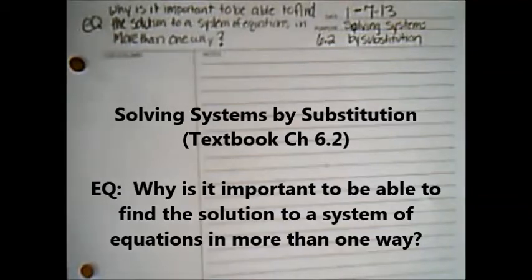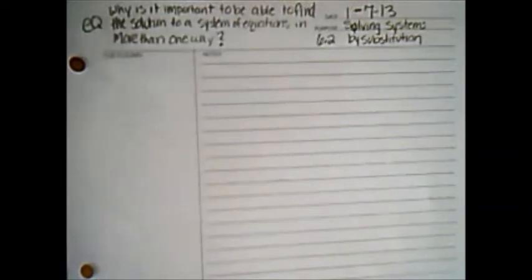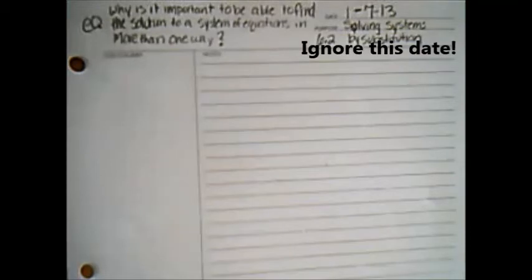Why is it important to be able to find the solution to a system of equations in more than one way? Yesterday we found the system of equation solution by graphing, where we graphed both lines and we saw the point where they crossed. In this case, we're going to solve it by substitution, where you use math and your skills at solving equations rather than actually graphing.